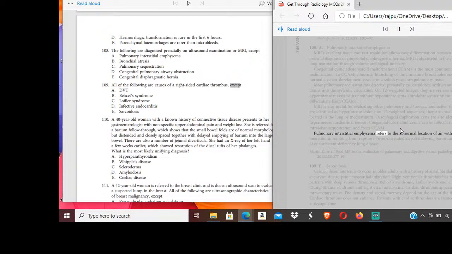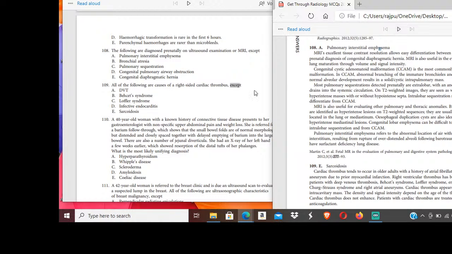Pulmonary interstitial emphysema refers to the abnormal location of air within the pulmonary interstitium, resulting from rupture of overdistended alveoli following barotrauma in infants who have surfactant deficiency lung disease. Martin C, et al. Fetal MR in the evaluation of pulmonary and digestive system pathology. Insights Imaging. 2012, 3:277-93.